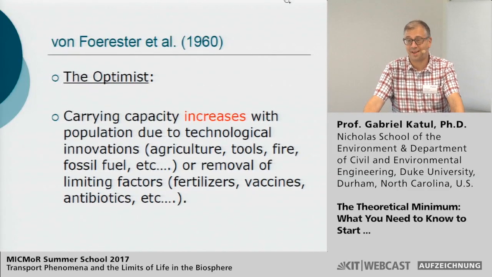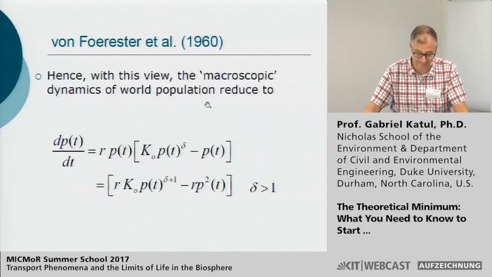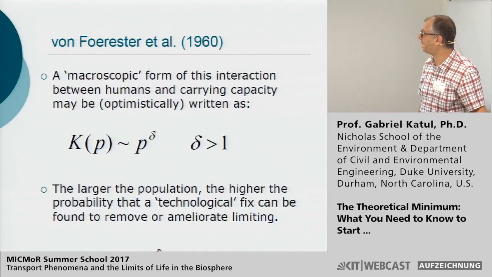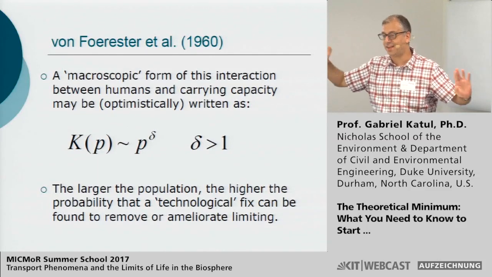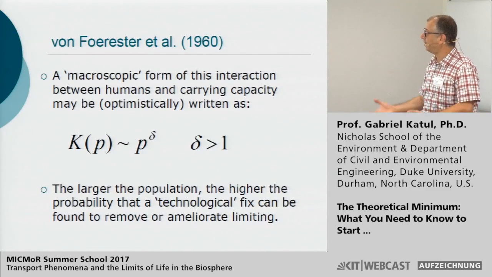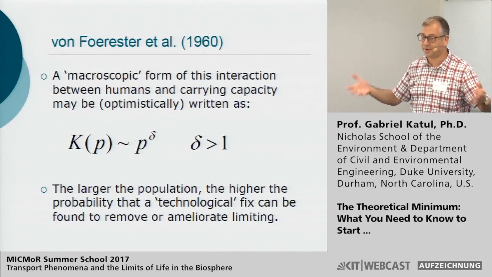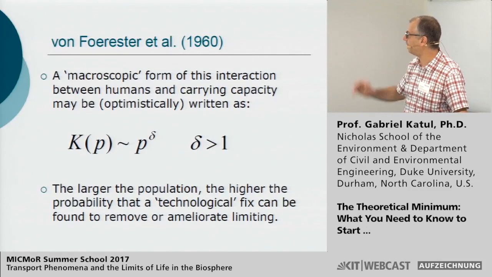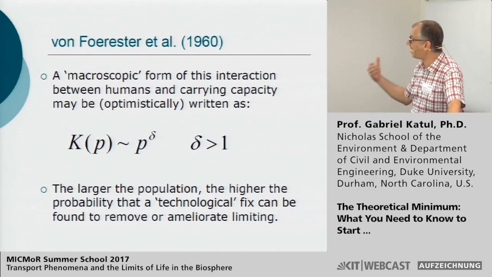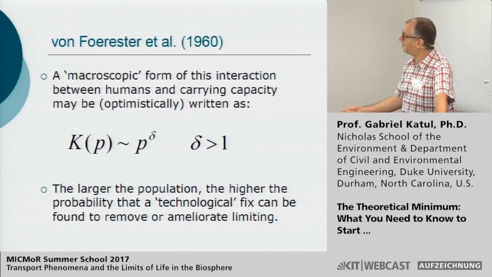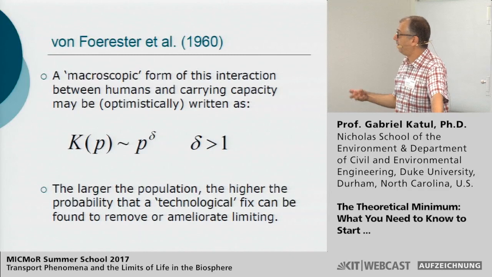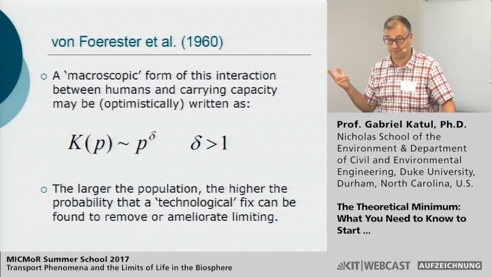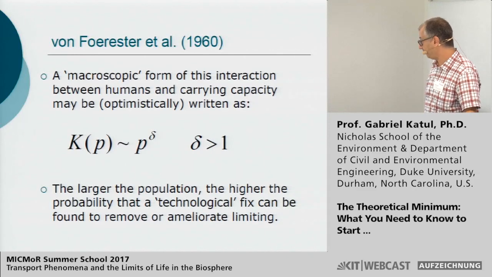So then let's explore what happens if we pursue the line of arguments of the optimist. Where does that take us? And that's what von Foerster just did. He said that, okay, well, if this is the case, then a macroscopic description, so we're not really concerned about a society in this area or that area or whatever. We're looking at the whole globe. Collectively, our collective knowledge, how it gets transferred, how we do things, it is not really the issue here. But collectively, we have seen that the carrying capacity limitations have been overcome because of the population growing. So the more people we have, according to the optimist, the more probability we have to find a technological fix to our limiting carrying capacity case.